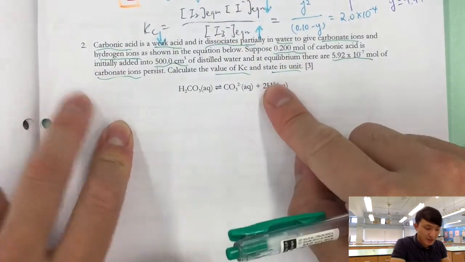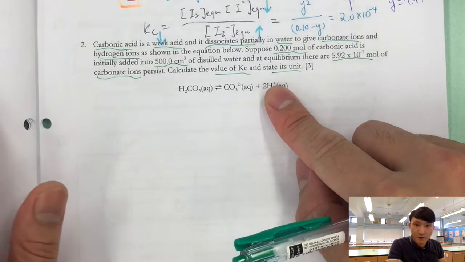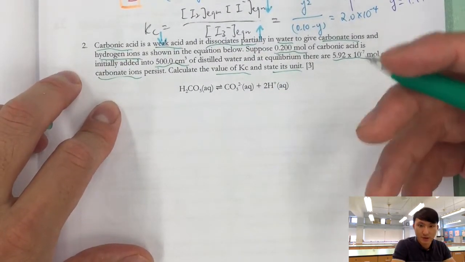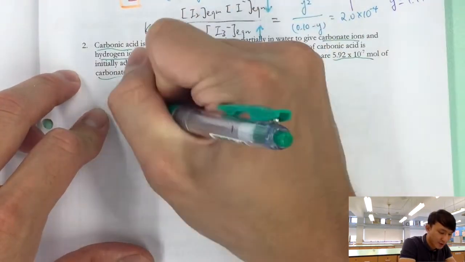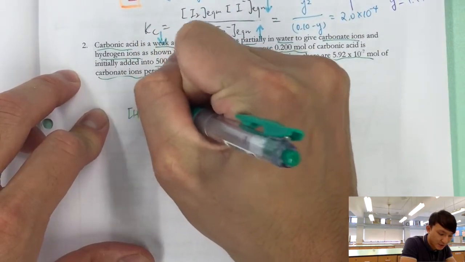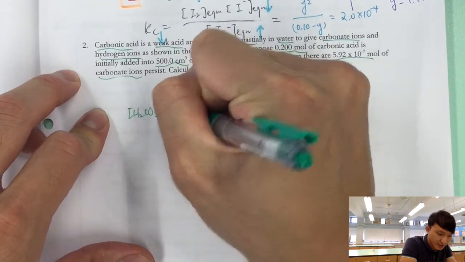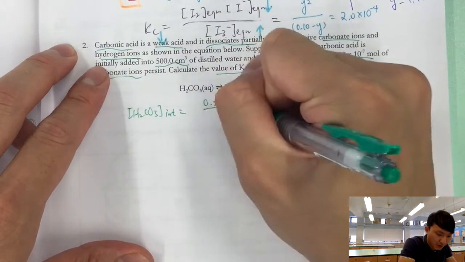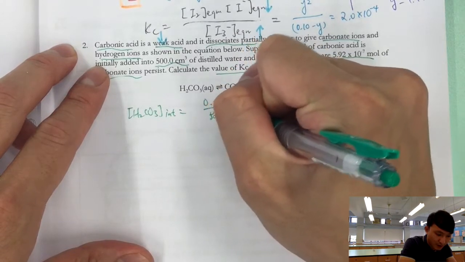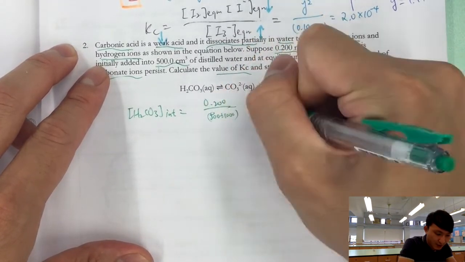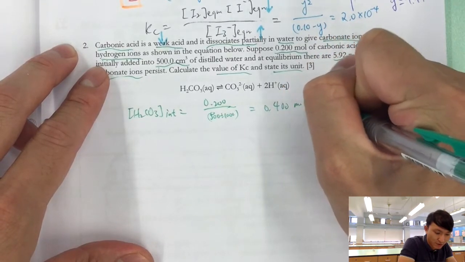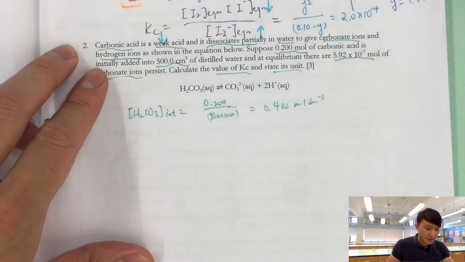So this question is essentially the same as the one on the left, isn't it? So we should start by converting the information into concentrations. So we can have carbonic acid. Initially, the concentration should be 0.200 divided by 500 divided by 1000. And this should give you 0.400 mole per dm cube. Okay?